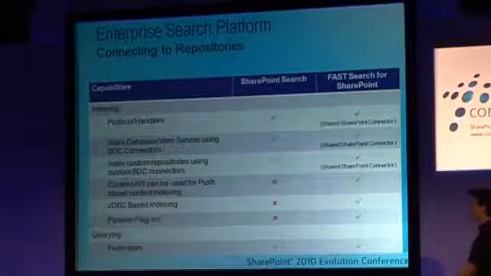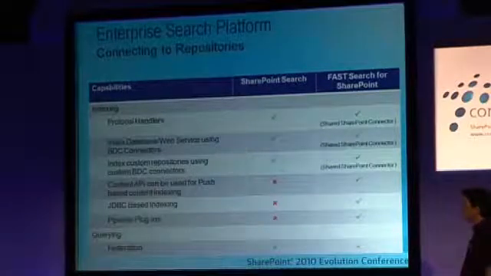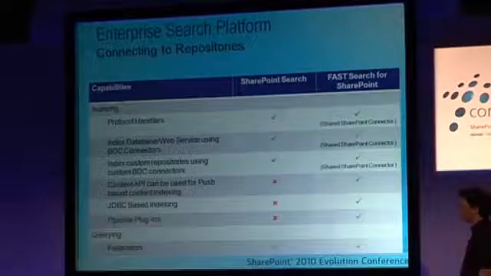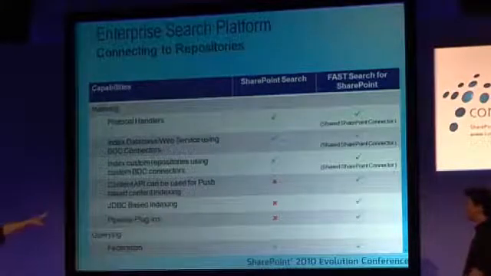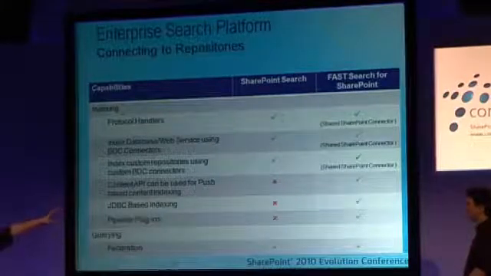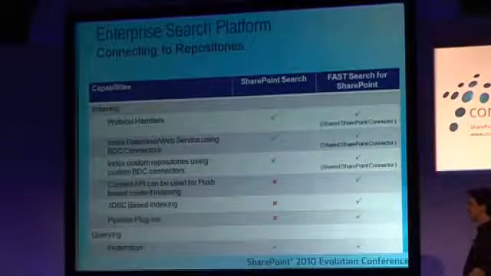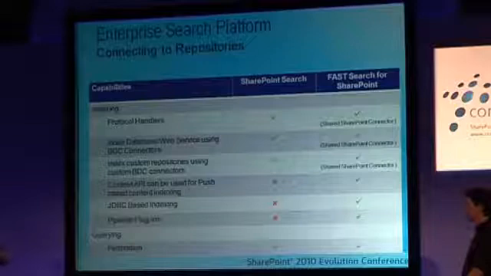Fast has additional protocol handler capability. Fast uses the SharePoint protocol handler capability, uses the database indexer for SharePoint again, and also anything that's accessing custom repositories using the BDC connectivity. Again, it's the SharePoint connector, or the shared SharePoint connector.